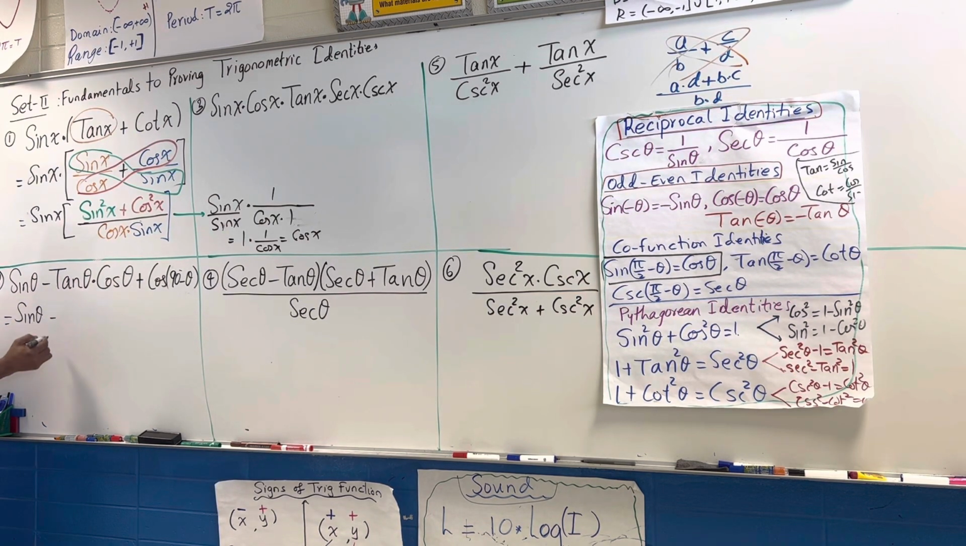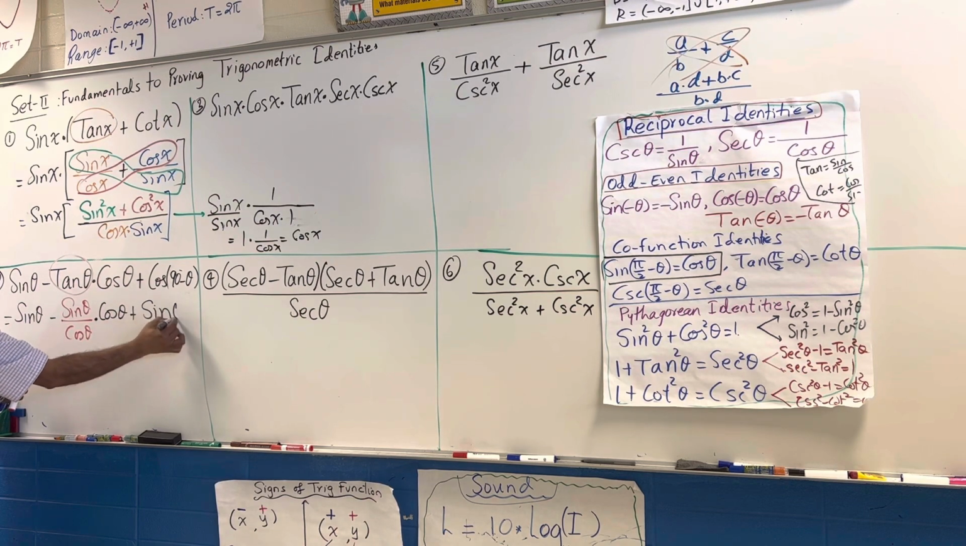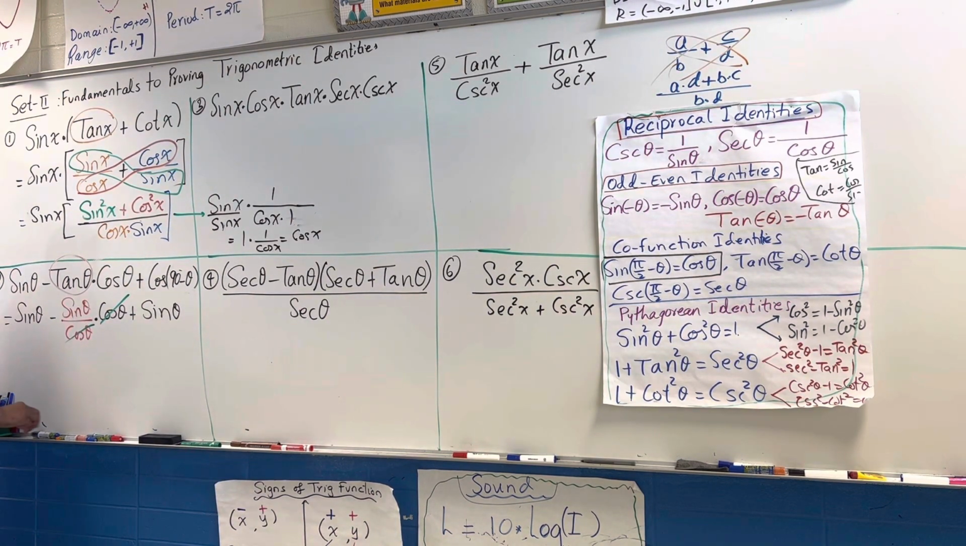So this sine theta will remain the same. Let's replace this as sine theta over cosine theta. And this will change to sine of theta because cosine complements with sine. And we can cross out this cosine in the numerator. What I'm left with is sine theta. This is sine of theta minus sine of theta. These two are just opposite of each other, so that will be zero. So your final answer is in terms of sine.